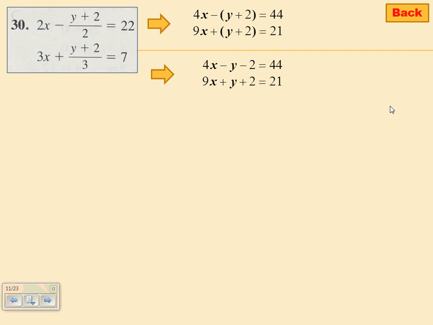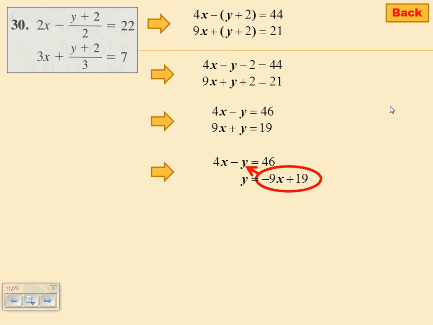I then try to get x and y by themselves on the left-hand side. So I get 4x minus y equals 46, and 9x plus y equals 19. I then try to get a variable by itself. I choose to get y by itself in the bottom equation by subtracting 9x from both sides. I then plug that into y. Remember, when you plug it back in, put it in parentheses, like I did right now. That's critical because of that minus sign in front of the y.